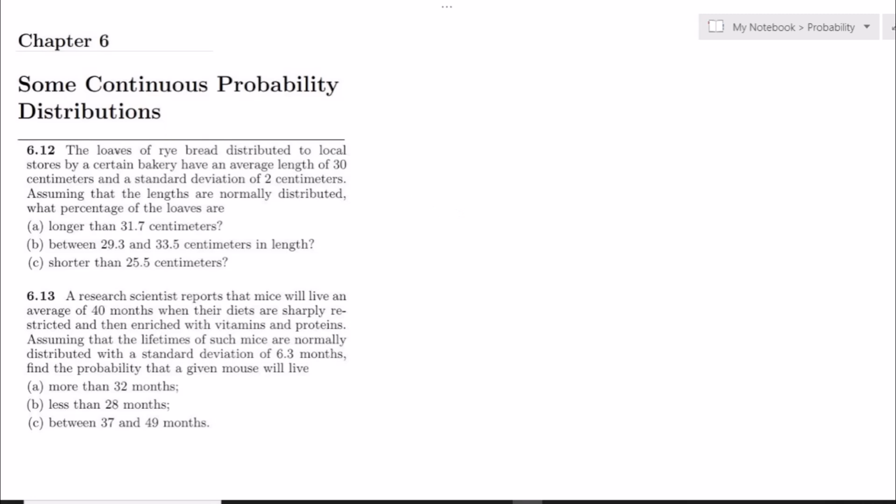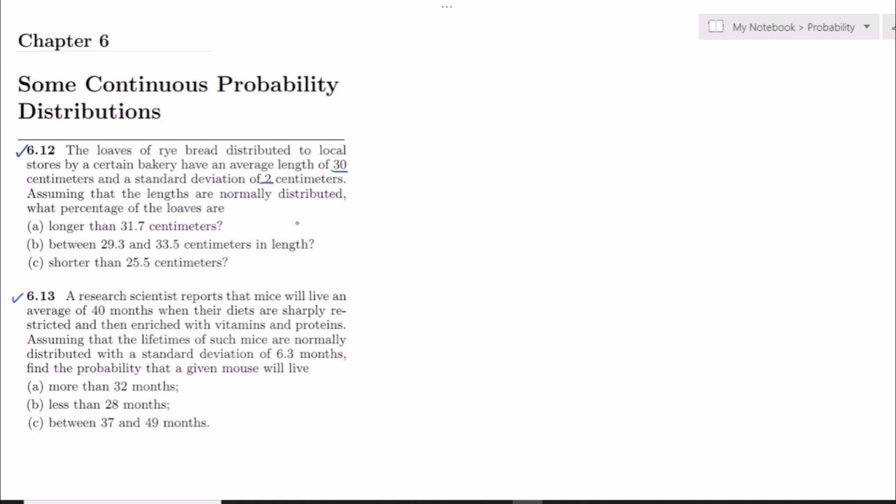Welcome back, guys. This is question 6.12 and 6.13, and as these two questions are closely relevant with each other, we are going to solve them in this video. The statement of question 6.12 is: the loaves of bread distributed to local stores by a certain bakery have an average length of 30 centimeters, so the average is given, and a standard deviation of 2 centimeters.